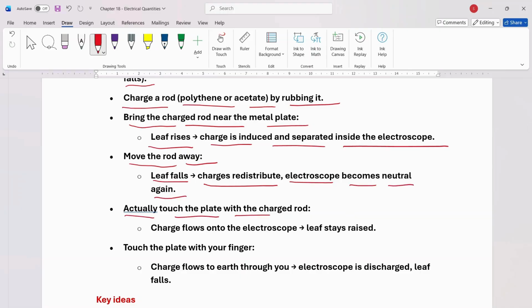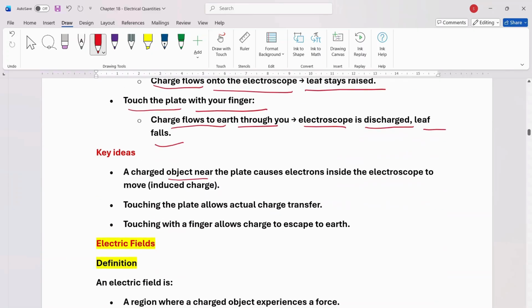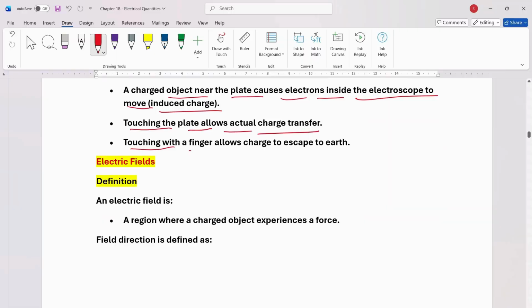Now actually touch the plate with the charged rod: charge flows onto the electroscope and the leaf stays raised. Touch the plate with your finger and charge flows to earth through you. The electroscope is discharged and the leaf falls. Key idea: a charged object near the plate causes electrons inside the electroscope to move, inducing charge. Touching the plate allows actual charge transfer. Touching with a finger allows charge to escape to earth.